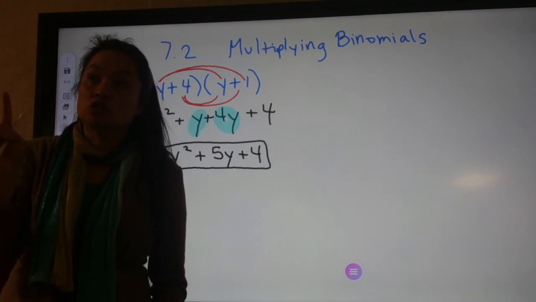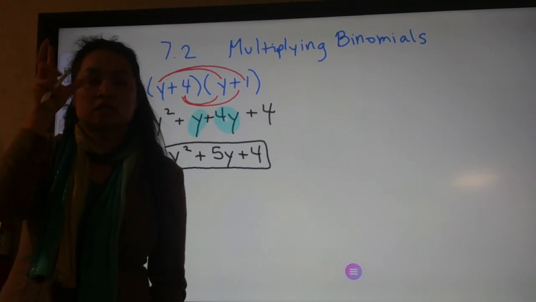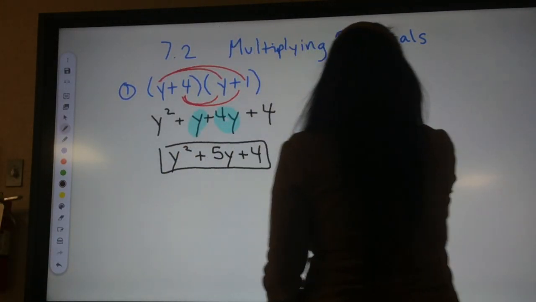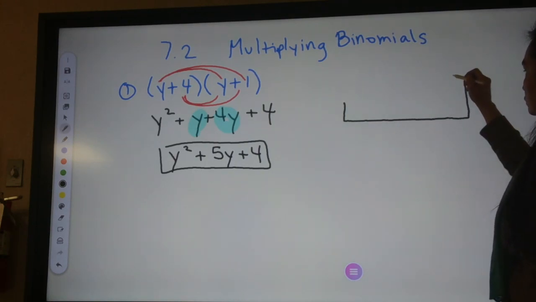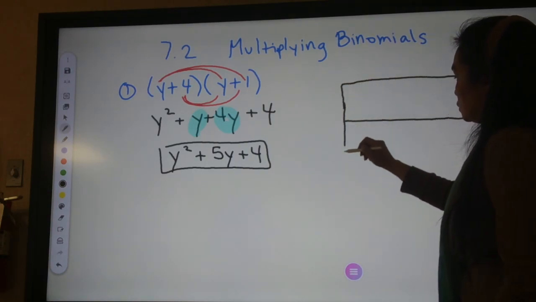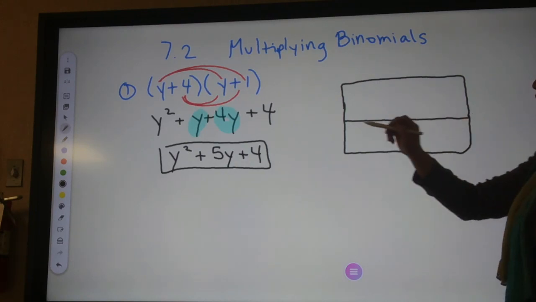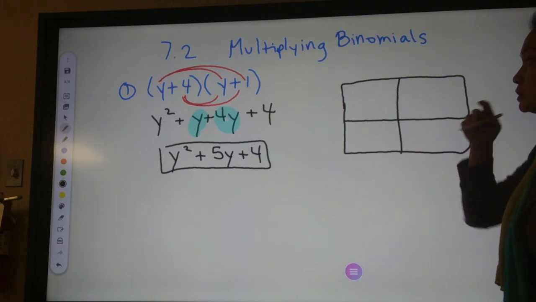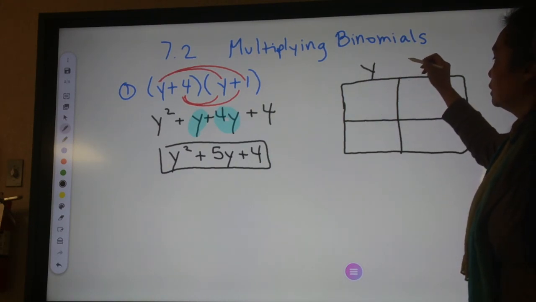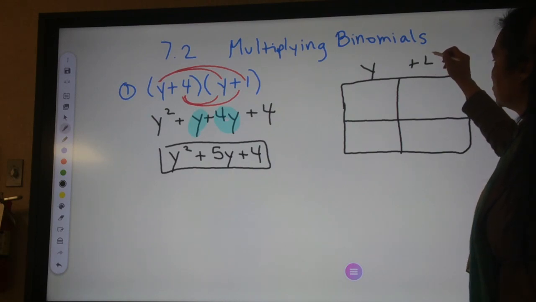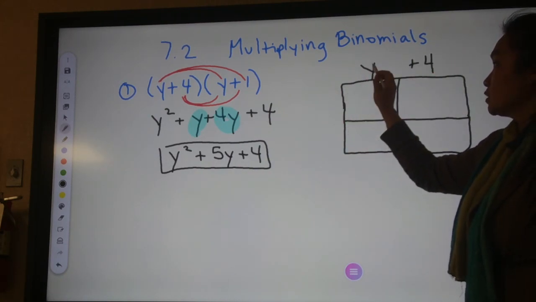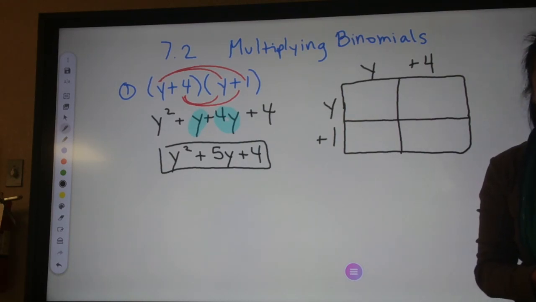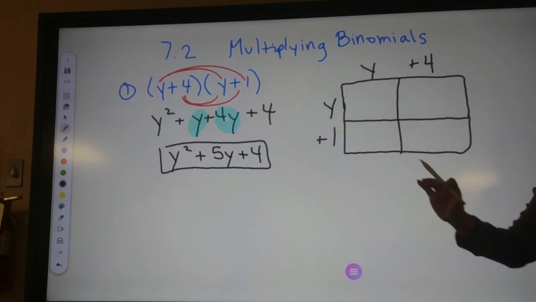Now the second way that I showed you was for the kids that need a little bit more organizing in their heads. So we have a binomial, which means how many rows am I going to need? 2, right? So I'm going to need 2 rows. And then how many columns am I going to need? 2 columns. All right, so this is going to be y, and then plus 4. And this one is going to be y plus 1. Do you guys see how I wrote it? I didn't move it sideways.